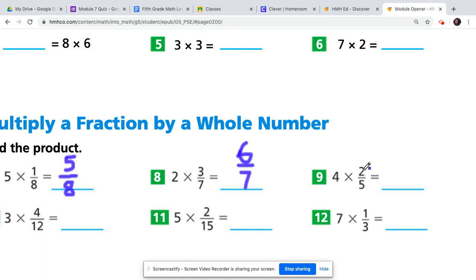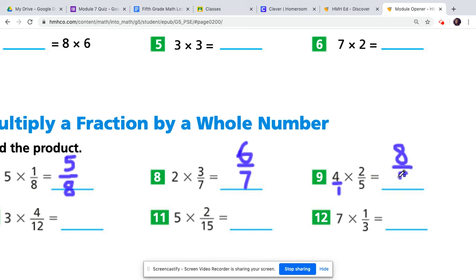All right, same thing over here. One group of 2/5 is 2/5. But if I have 4 groups of 2/5, 4 times 2 is 8. And then my denominator is not going to change. And really, if you think about it, this 4 is over a 1. 4 divided by 1 is 4. 4 is a whole number. 4 times 2 is 8. 1 times 5 is 5.